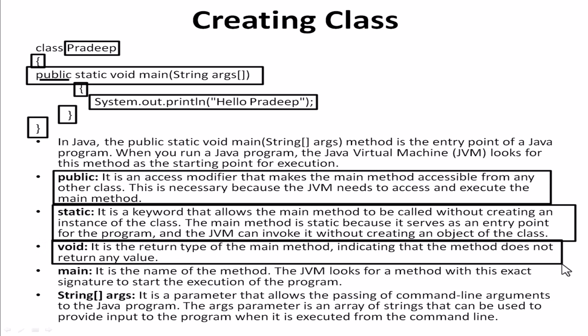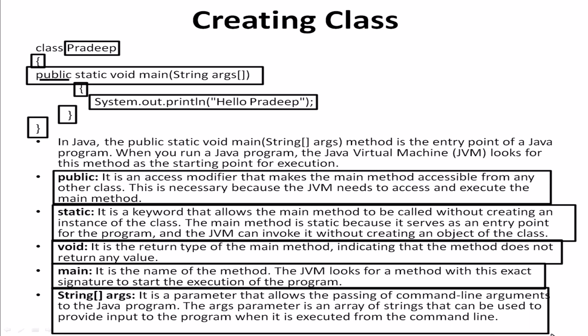Void is a keyword which means the method doesn't have any return type. Main is the entry point of every program, so execution starts from main. The JVM looks for a method with this exact signature to start the execution of the program. The next one is String array args. It is the parameter that allows passing command line arguments to the Java program. The args parameter is an array of strings. It can be used to provide input to the program when it is executed through the command line.